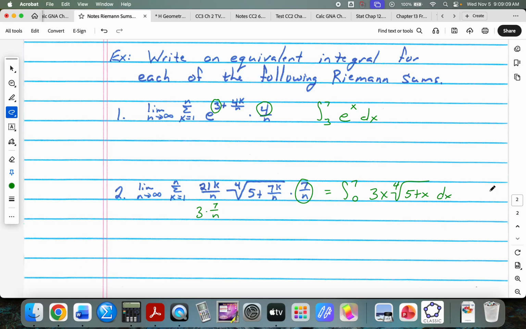Now, what if you're like, no, I want to start it at 5. Can you? Yes. It'd be the integral from 5 to 12 of 3 times, and this is where people make the mistake most often, it's x minus 5. Because I don't have that 5 plus in there. And then this would be the fourth root of, excuse me, fourth root of x dx.